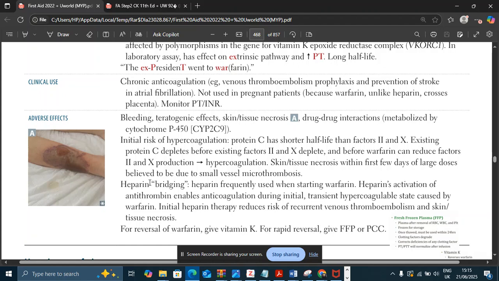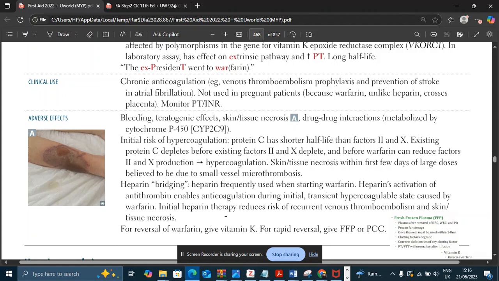I've already explained this, that how protein C and protein S have a short half life, their level would go down as compared to factor 2, 7, 9, and 10. So after administration of warfarin, there is an initial risk of hypercoagulation, and that leads to skin and tissue necrosis. So heparin bridging is very important. This image A is showing skin necrosis.